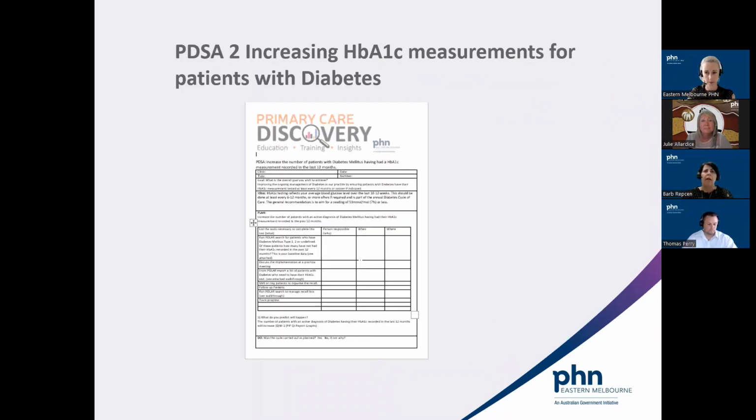So that is that PDSA 2, which you will all get a copy of when we send out the email later. It is just PDSA 2, increasing the HbA1c measurement for patients with diabetes, with all the instructions in it and a template for you to adapt for your practice.